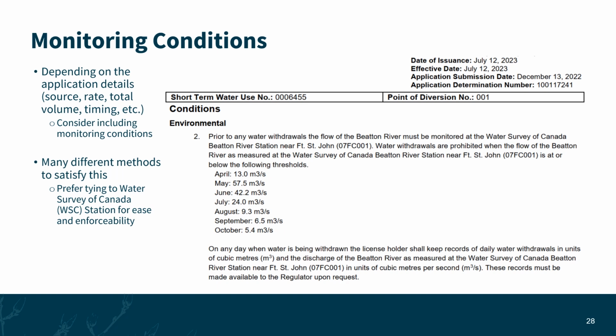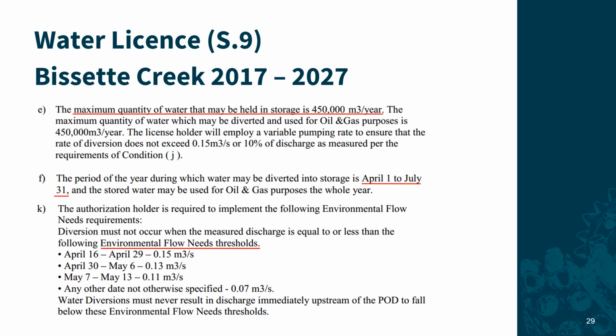Now I've got another example here on what you could expect to see in a Section 9 water license. Some of the conditions may specify the maximum quantity of water that you can have in storage, which I've indicated in the first highlight there in condition E. And then we also will have a condition potentially on the season. So in this one, for example, they are only able to withdraw water between the months of April 1st to July 31st. And then going down into condition K, this is when we have those environmental flow needs thresholds, which I showed in the previous slide as well.